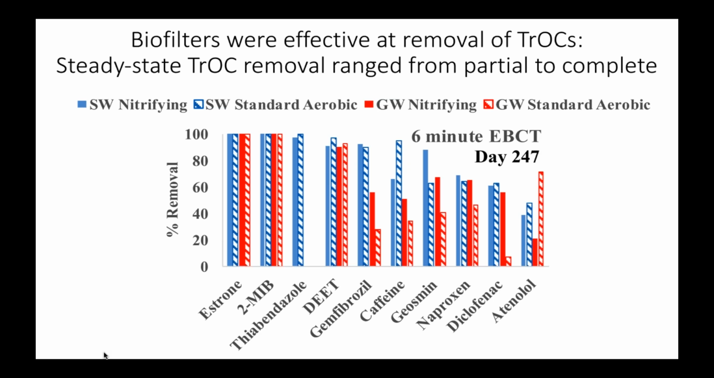Okay, so the rest of the data that you're going to see is going to be the trace organics. And I want to start out with a snapshot of the trace organics at the end of stage 3, so presumably where we had steady state removal of trace organics, just to give you an idea of what it looked like. So we have here the percent removal for that whole suite of 10 trace organics, and this is for all of the biofilters. And what I want to point out here is that all of the biofilters were, as expected, effective at removing the trace organics. These were to varying extents. Many of them removed it fully, some of them just partially.